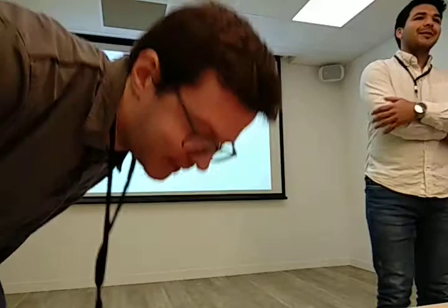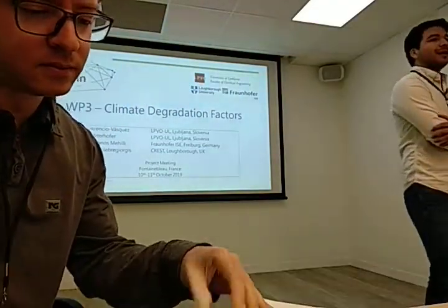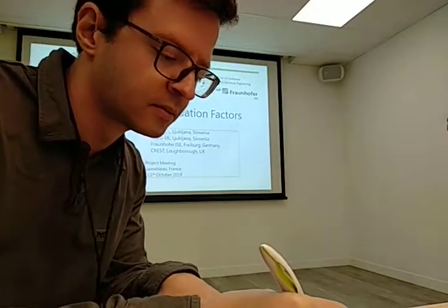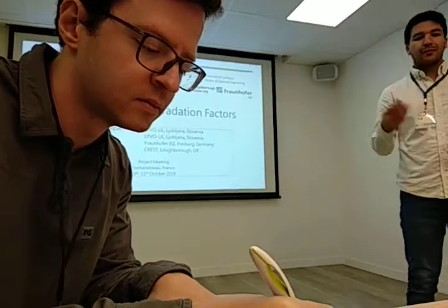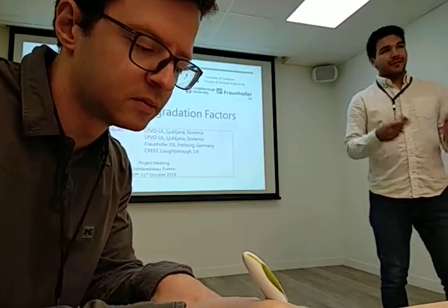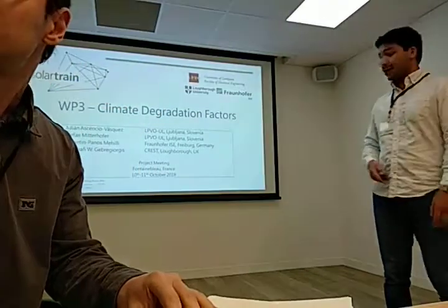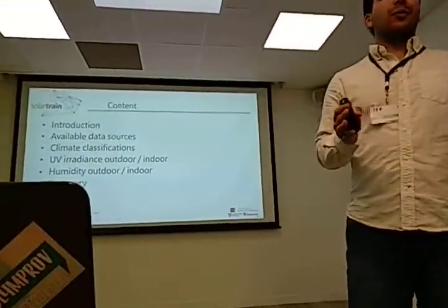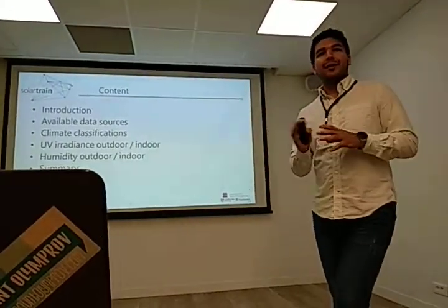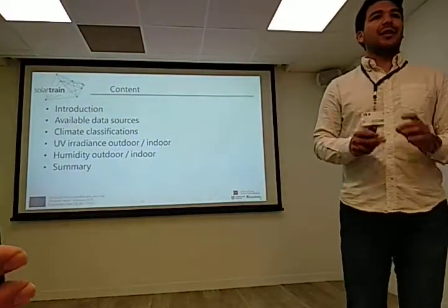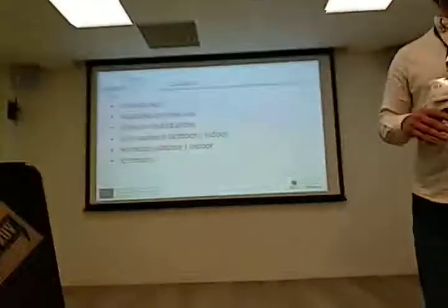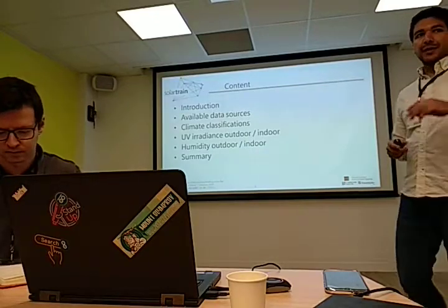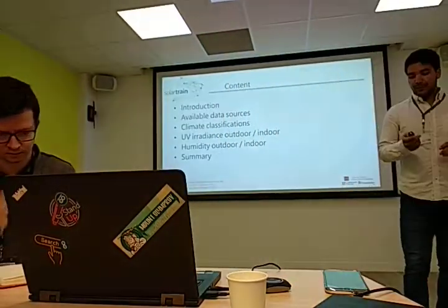Okay, people. Good morning. So we will start with the technical part. The first presentation will be the WP3, as you know, climate degradation factors. We are 4 people, but collaborating with others in the project. For starting, we'll have a short introduction, and then we will go through those already 2 and a half years of work, collecting data, available data sources, and then how we apply the climate classification, and then in more detail two climate variables, UV radiance and humidity, then a short summary and overview of our work.